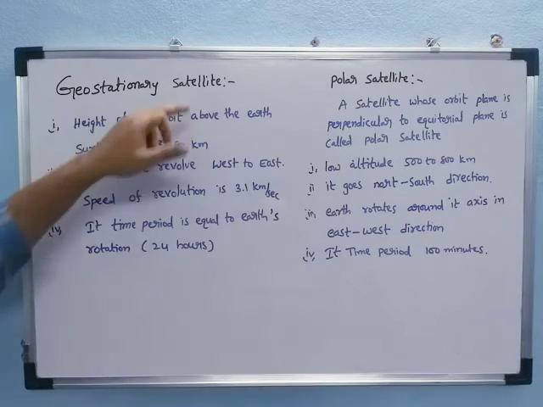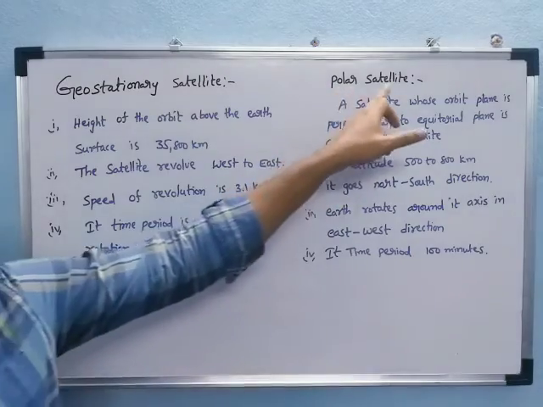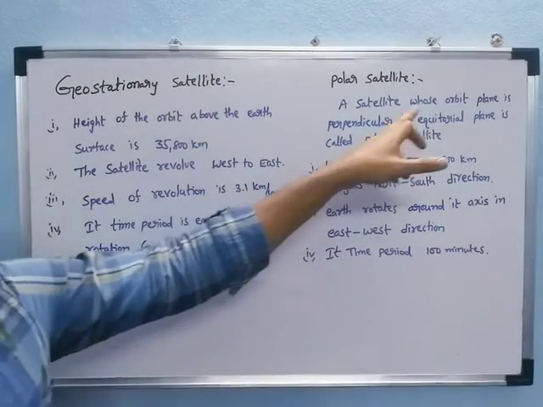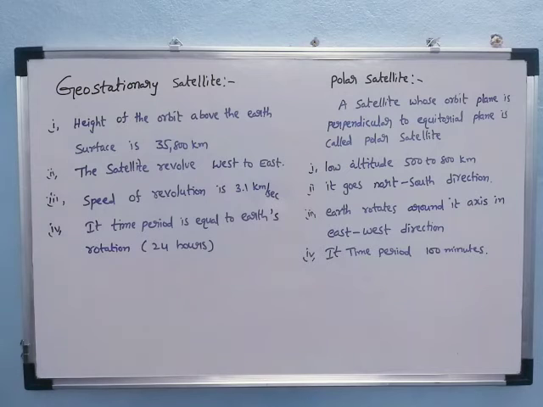Such a satellite is called a geostationary satellite. And next we are discussing the polar satellite. A satellite whose orbital plane is perpendicular to the equatorial plane is called a polar satellite.